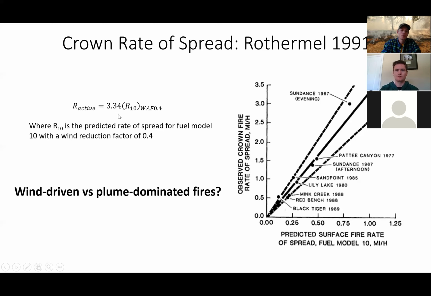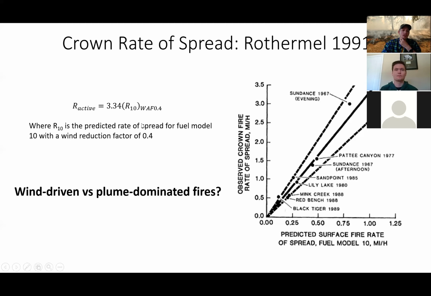So the correlation he developed is basically 3.34 times the rate of spread that would be predicted for fuel model 10, assuming this large wind reduction factor, which actually means that we're not reducing the wind as much as if this were smaller. Remember, if that was like 0.2, we'd have even lower winds.